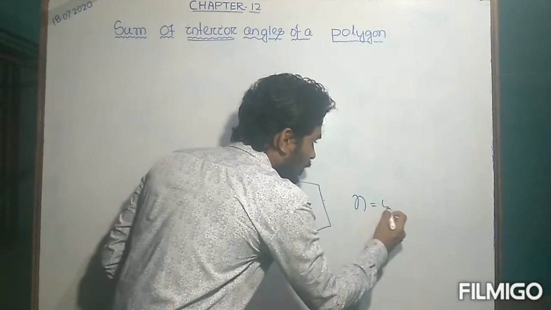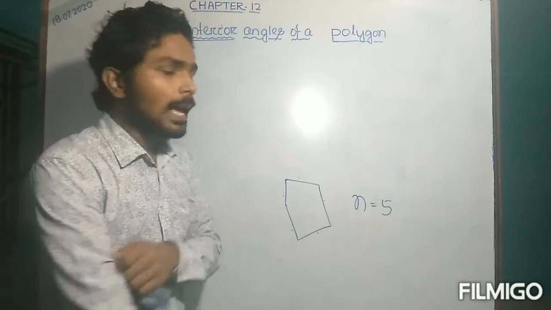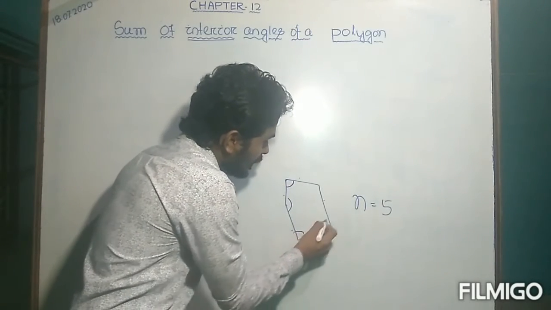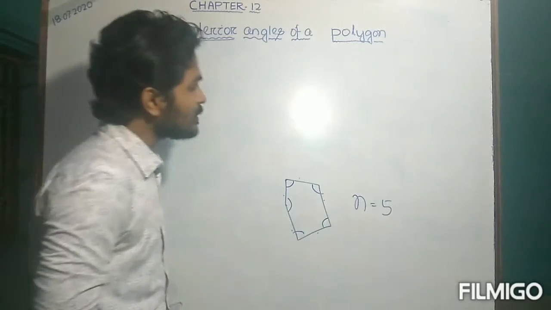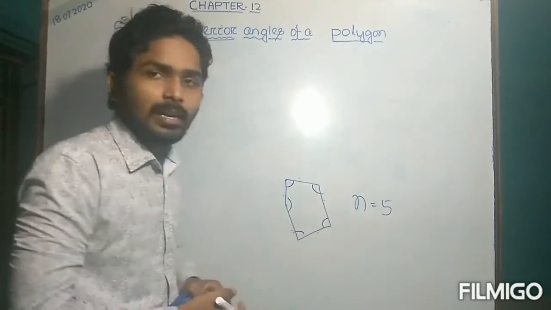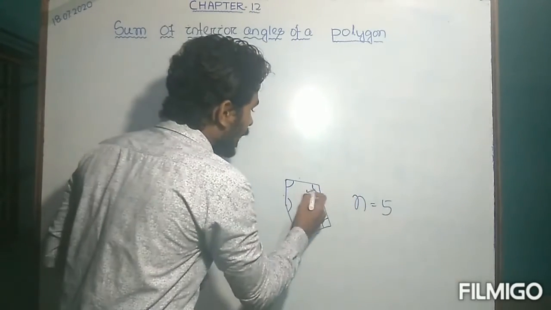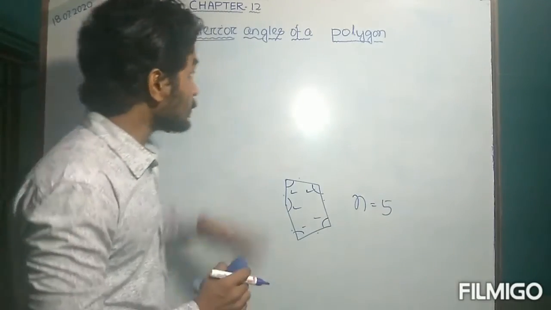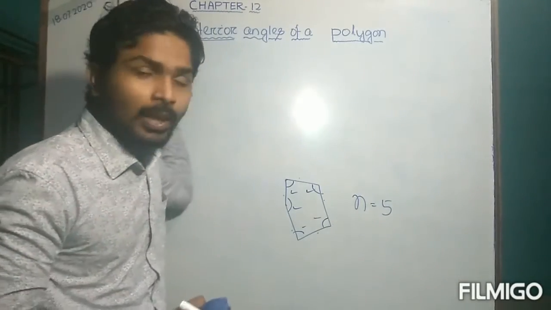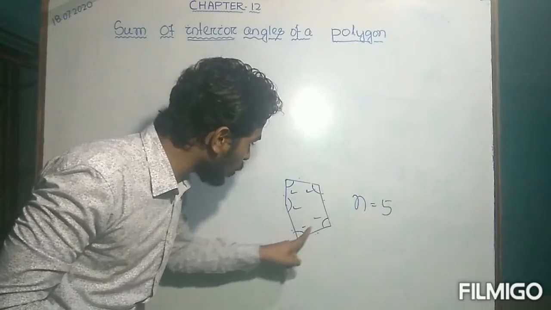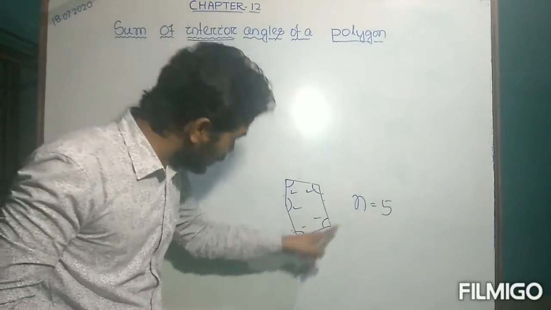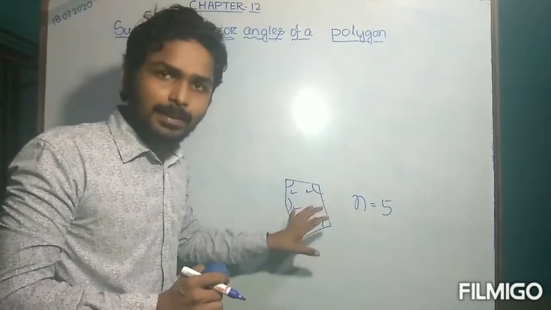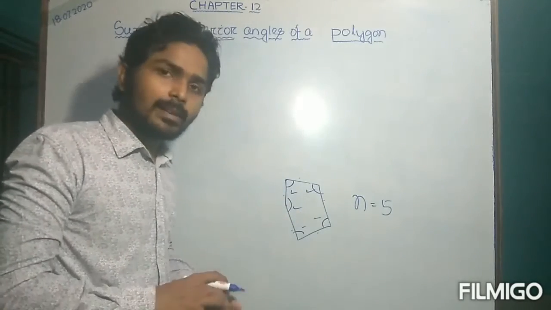So you can write n is equal to 5. And in this case, how many angles are there? There are 5 angles lying inside the closed figure, and these 5 angles are known as interior angles. Here we will find the sum of all these 5 angles in case of a pentagon. Pentagon means it has 5 sides, that means it has 5 angles.